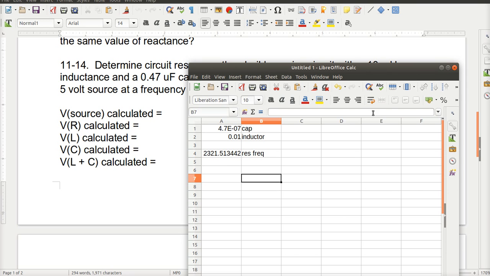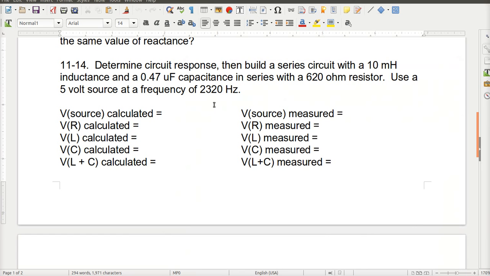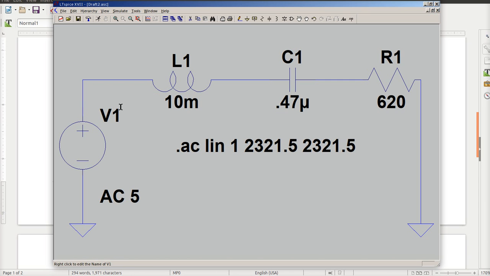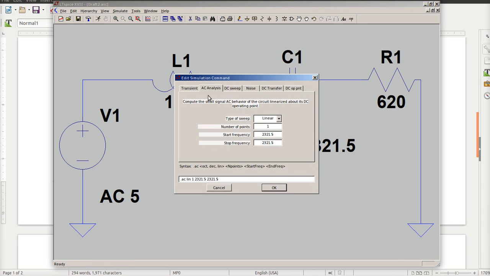Anyway, 2321.5 is the frequency, and I said use 2320. So I built the thing in SPICE, and when I built it in SPICE I used the frequency 2321.5, and here's my circuit: 10 millihenry, 0.47 micro, 620 ohms, 5 volt AC, dot AC analysis. If you don't remember how to get there, edit simulation command, and it's just AC analysis.